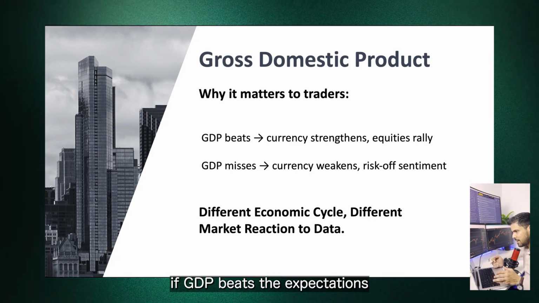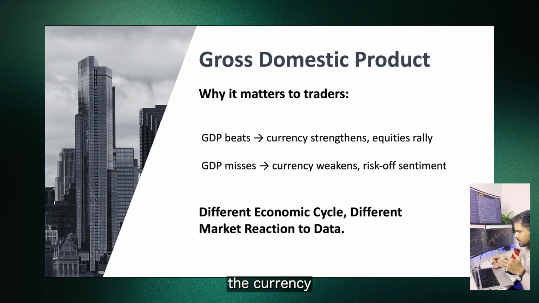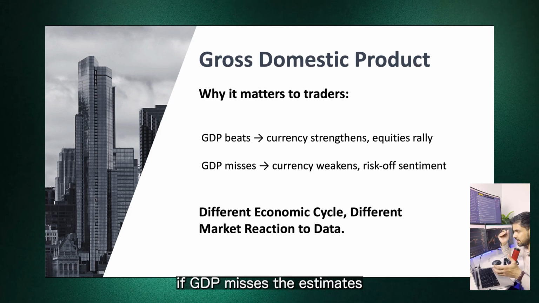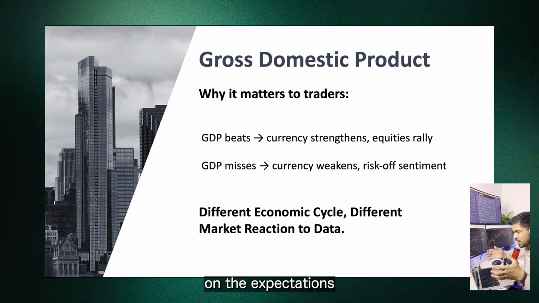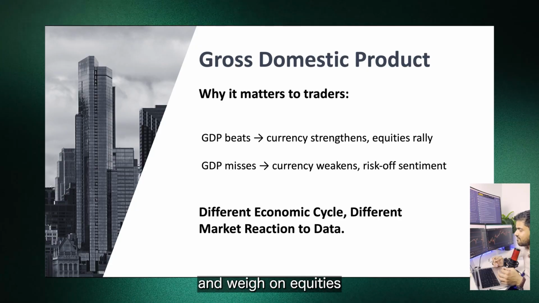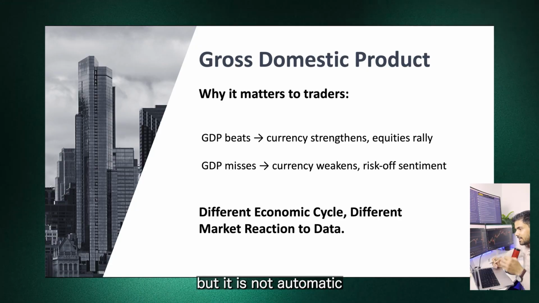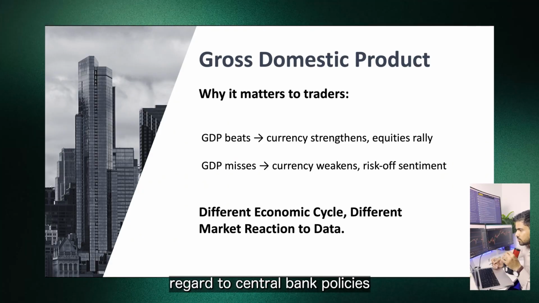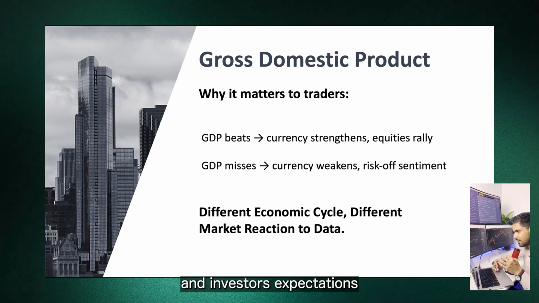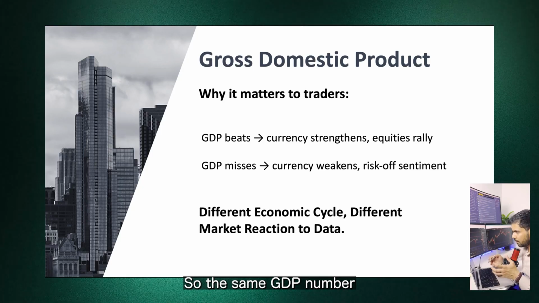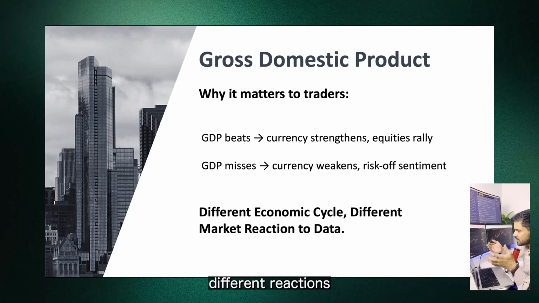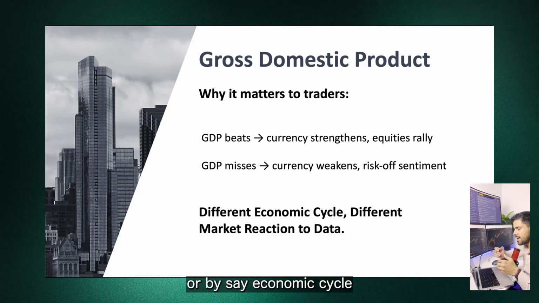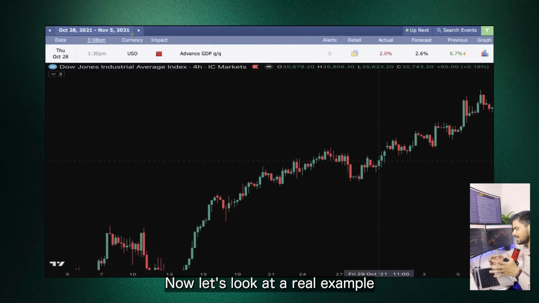As a general rule, if GDP beats the expectations, that can support the currency, boost the confidence, and often push the stocks higher. But on the opposite, if GDP misses the estimates and the expectations, that can pressure the currency and weigh on equities. But it is not automatic. Markets react within the business cycle and with regard to central bank policies and investors' expectations. So the same GDP number can trigger totally different reactions depending on where we are in that business cycle, or let's say economic cycle.